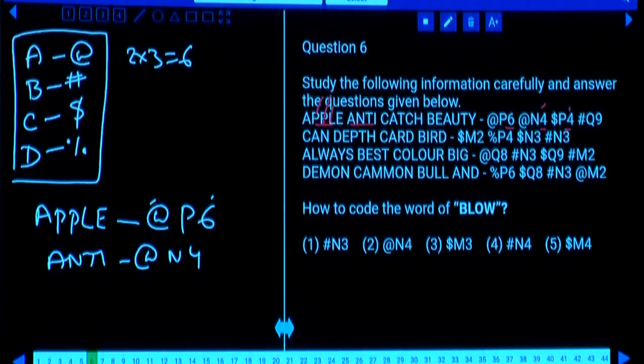And catch. C starts with dollar, and here how many are there? There is only one vowel and 4 consonants, 4 into 1, and it is given as 4. And the next one here, beauty: how many vowels are there? 3 vowels and 3 consonants, 3 into 3 is 9. Are you getting the value or not? And 1 into 2 is 2, and so on. The numbers were already done.